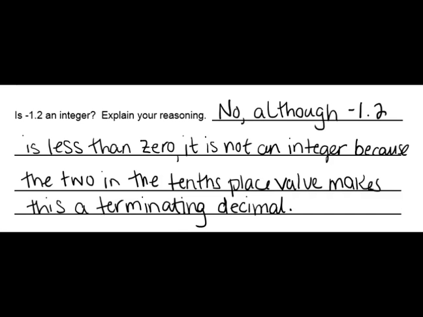And now let's see if you can explain whether negative 1.2 is an integer or not. Good mathematicians are able to explain their reasoning. Go ahead and try that one. Now all of our explanations are going to be a little bit different, but how I think of it is that no, negative 1.2, although it is less than 0, it's not an integer because the 2 in the tenths place value makes this a terminating decimal, not an integer. And we're really going to work on this year getting good at explaining our reasoning.